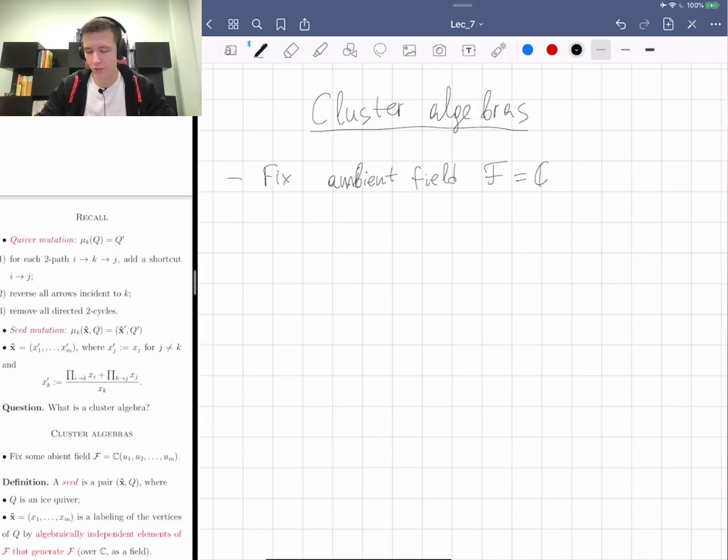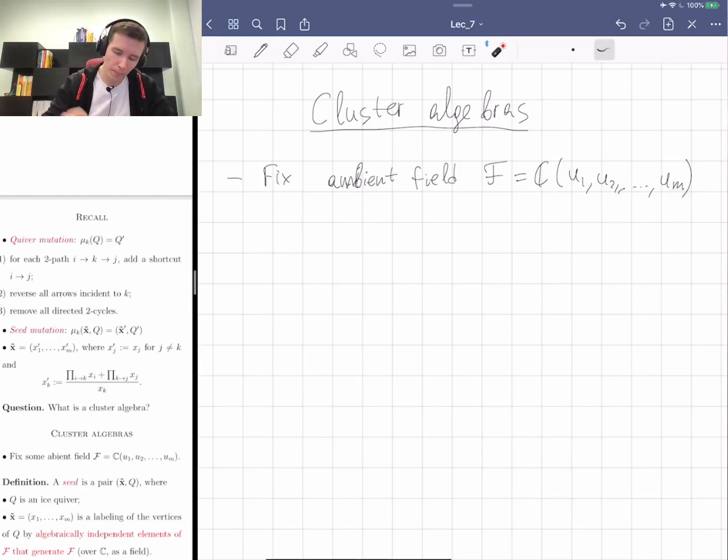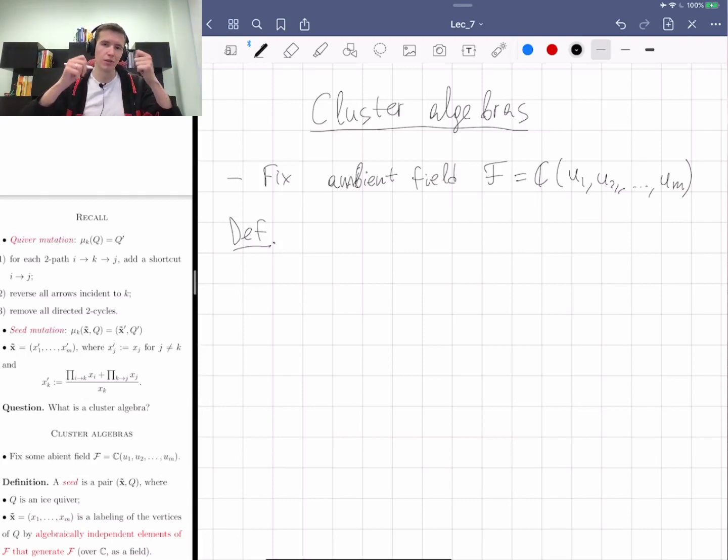It's just going to be the field of rational functions in some variables u1, u2, all the way up to um. So this m is the same m as the size of an extended cluster. And now, here is a definition. Before, when I was defining seeds, I was being vague about it: a seed is a labeling of a quiver by some rational functions.